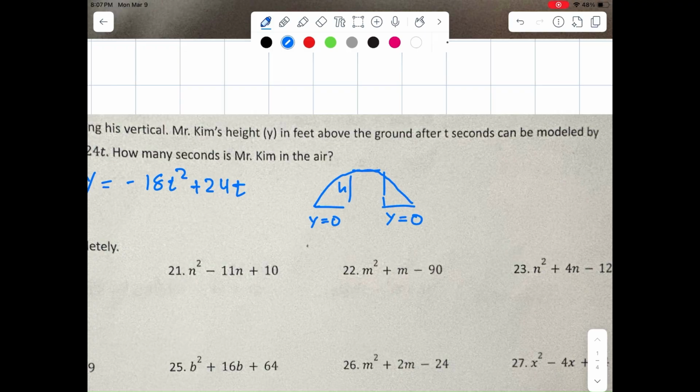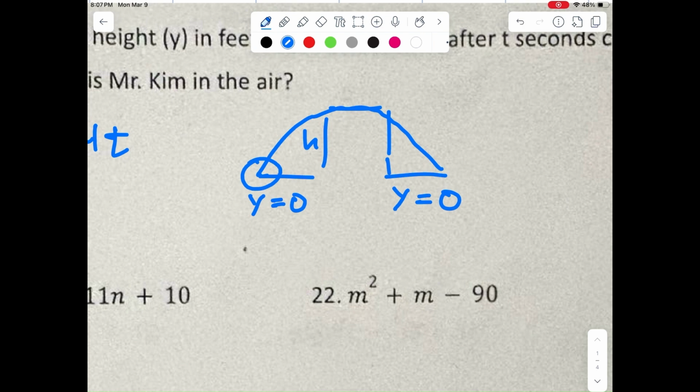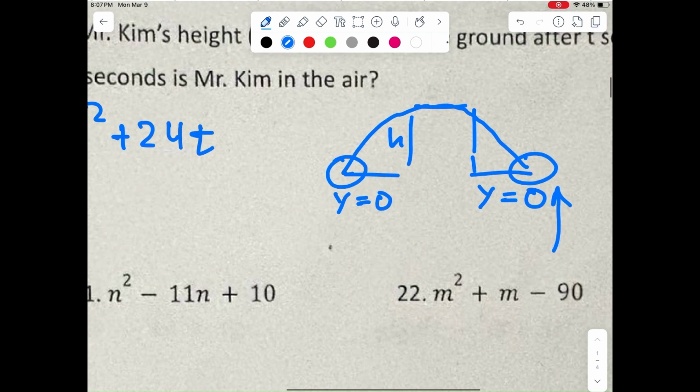But if this height function looks like this, there's going to be 2 times when its height equals 0. It's at the initial time and then at the end. We're looking for the end. So if we set y equal to 0, we'll be able to find what it is. So we set y equal to 0.